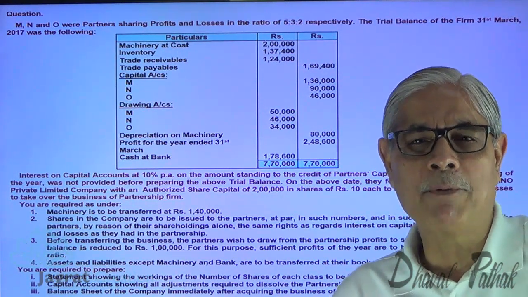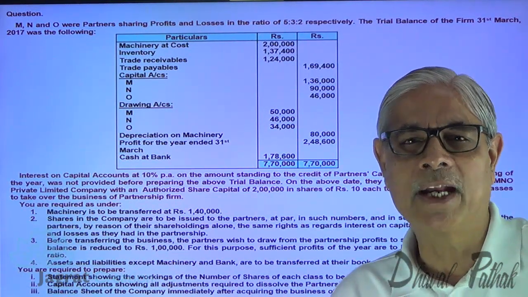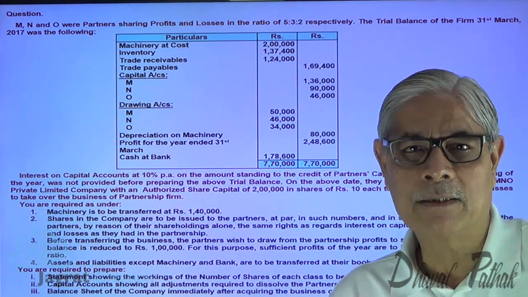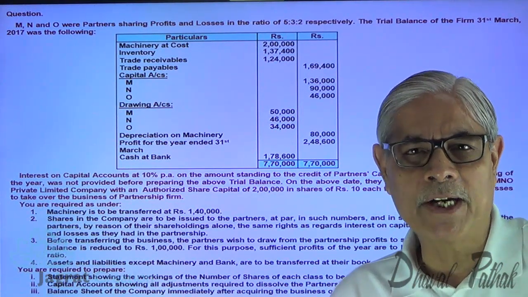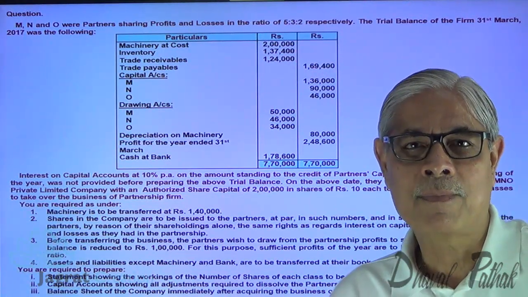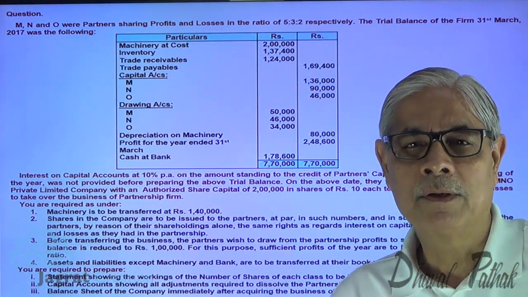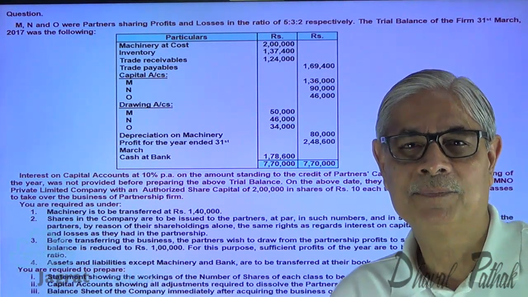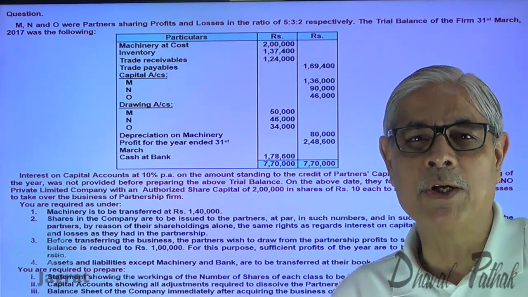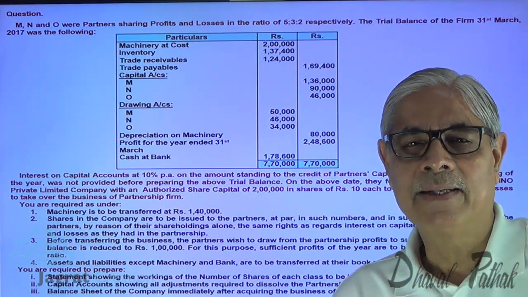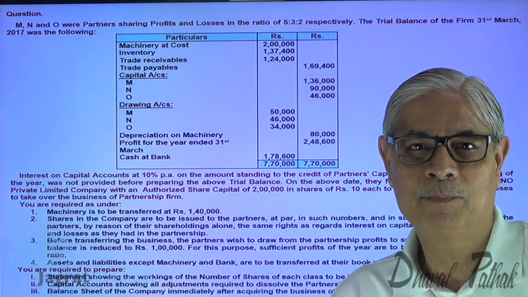Now in case of company form of organization, you can never give interest on equity share capital. But if instead of equity share capital, if the preference shares are given to the partners, and if the dividend rate on preference share is 10%, then 10% dividend on preference shares can be equated with 10% interest on capital.